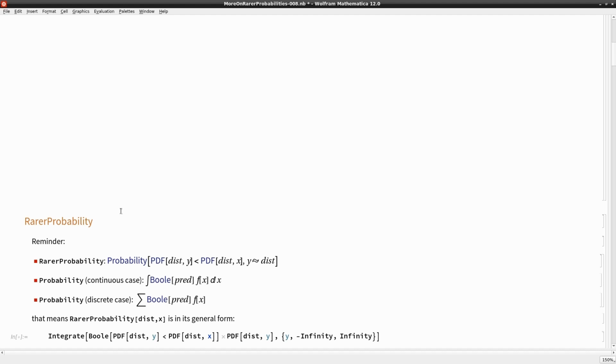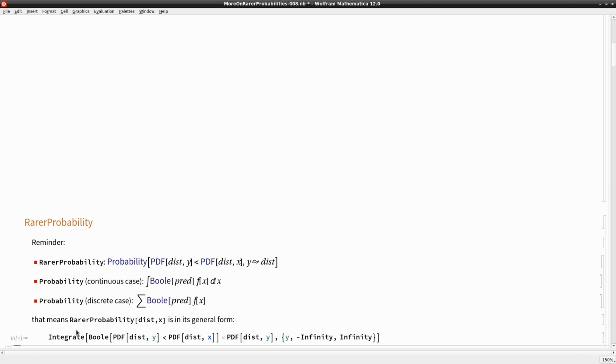So that means rarer probability in a general form is this integral, right? As we've seen before, it's the integral over this Boolean characteristic function where we have PDF of dist of y is less than PDF of dist of the independent variable. Note that x is blue here, that makes it the independent variable. Y is green here, it's the localized variable over which we're integrating. Then this Boole times this PDF.